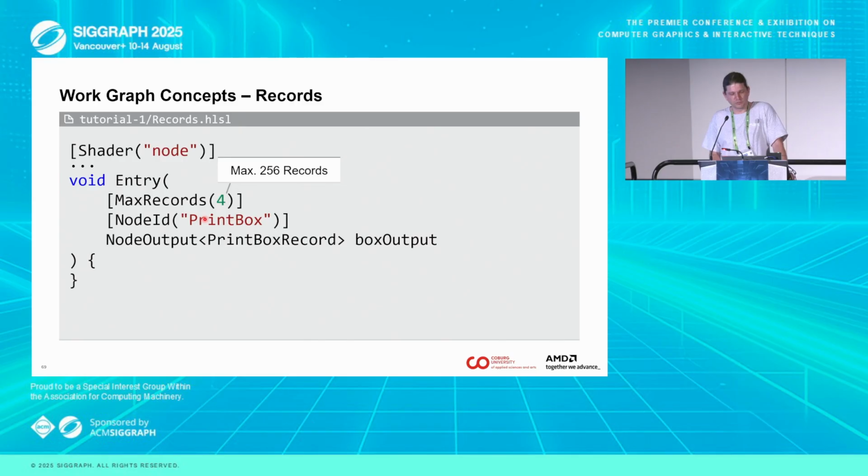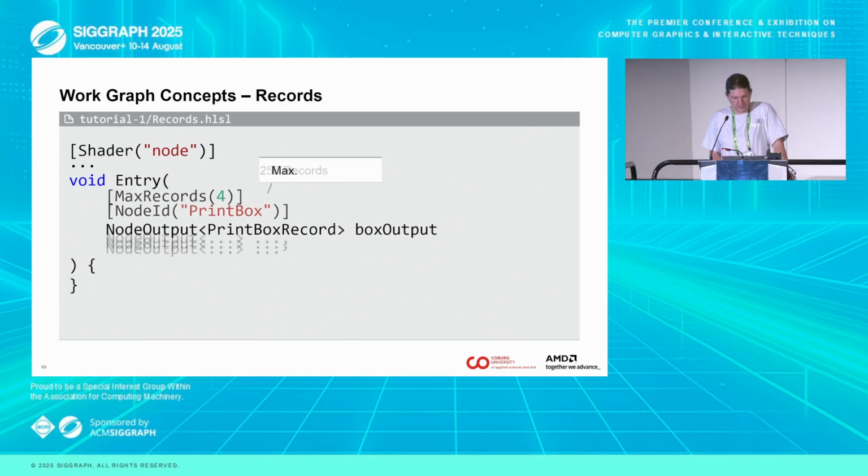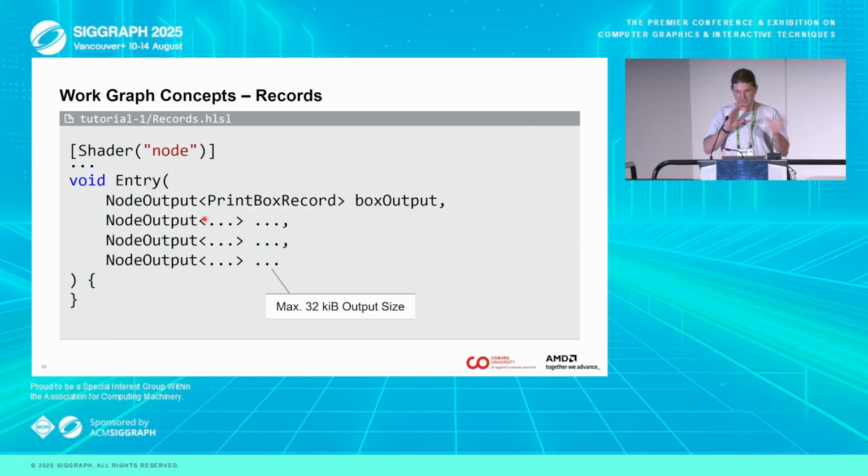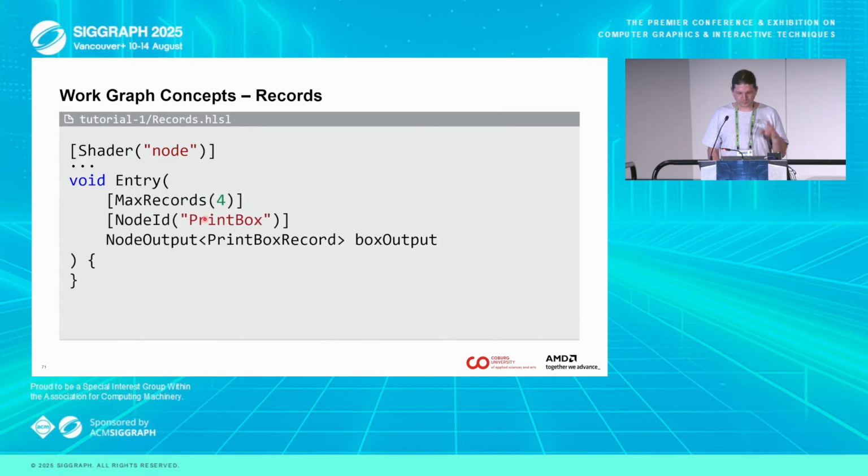You can output at most 256 records, so you may not exceed this number here. And you can have at most 1,024 outputs, including the empty node outputs. You also have to make sure that you're not going to surpass the memory limitation of 32 kilobytes where these nodes can communicate and share data in between.